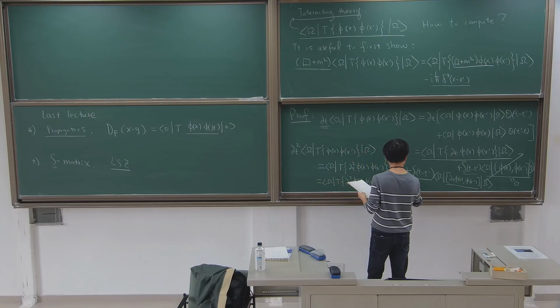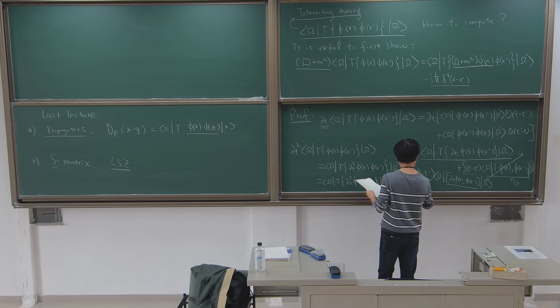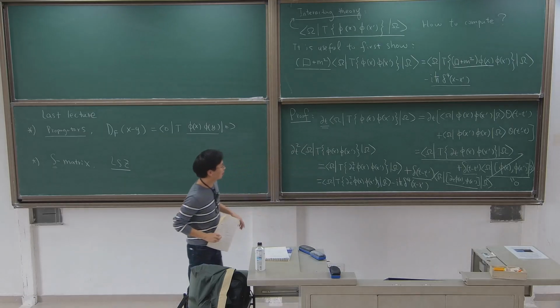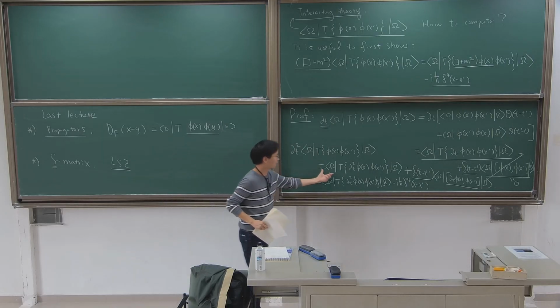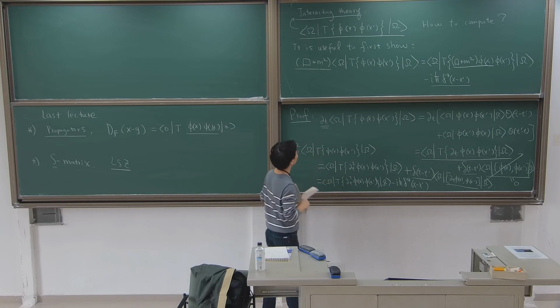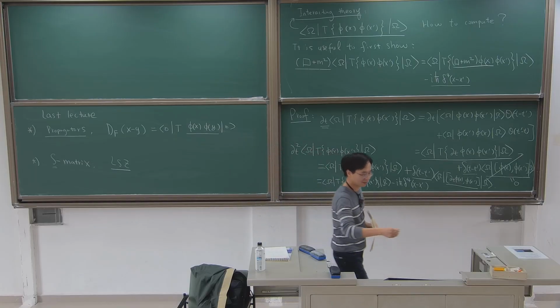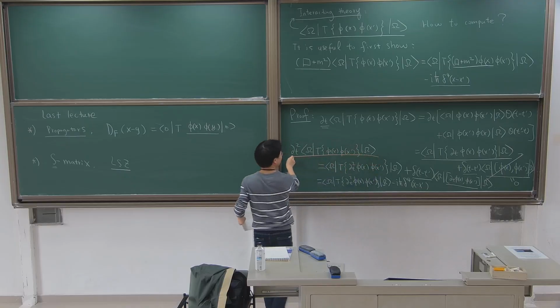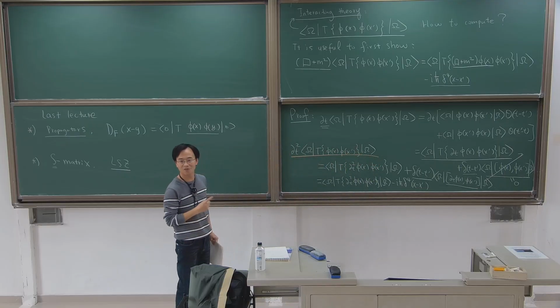I h bar delta 4 x minus x prime. Okay, so combine these two delta, we get a four-dimensional delta function, and this is the first piece, and this is the final result. For this second time derivative acting on this object.